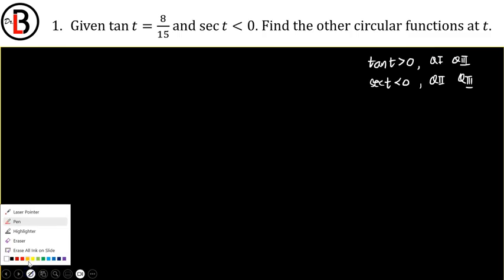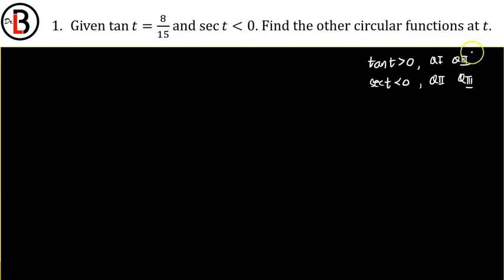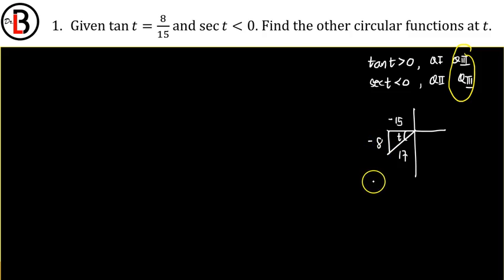So which quadrant is repeated? The third quadrant is repeated, meaning if I were to draw my angle, it would be in the third quadrant. Let's say this is angle t. Tangent is opposite over adjacent, so this is 8, 15. Applying the Pythagorean theorem, the hypotenuse is 17. But the 15 goes to the left, so that's negative. The 8 goes downwards, so that's also negative.